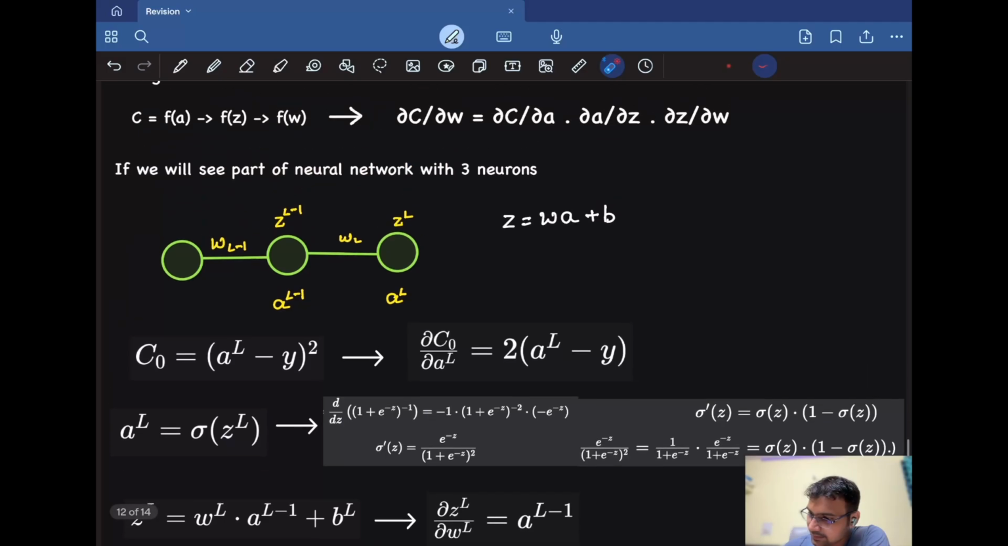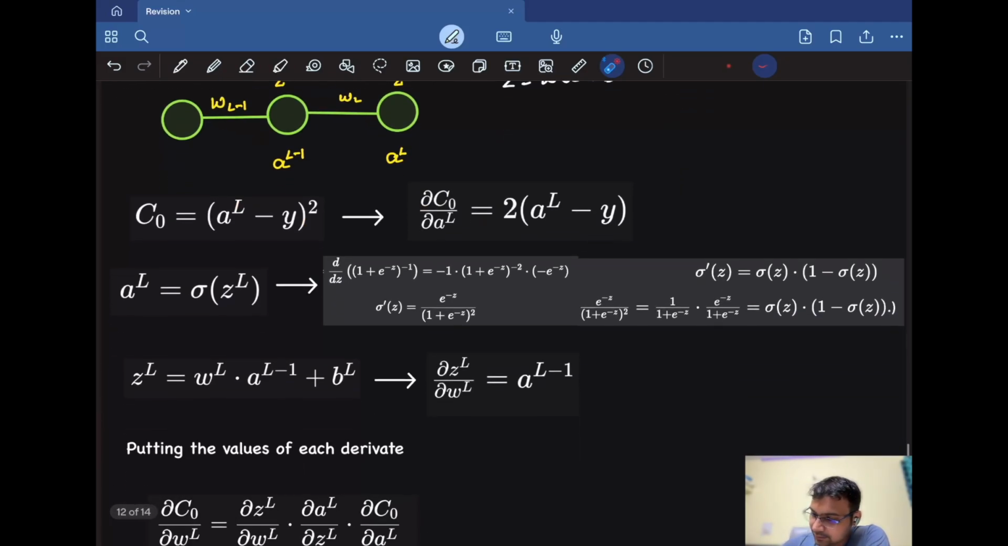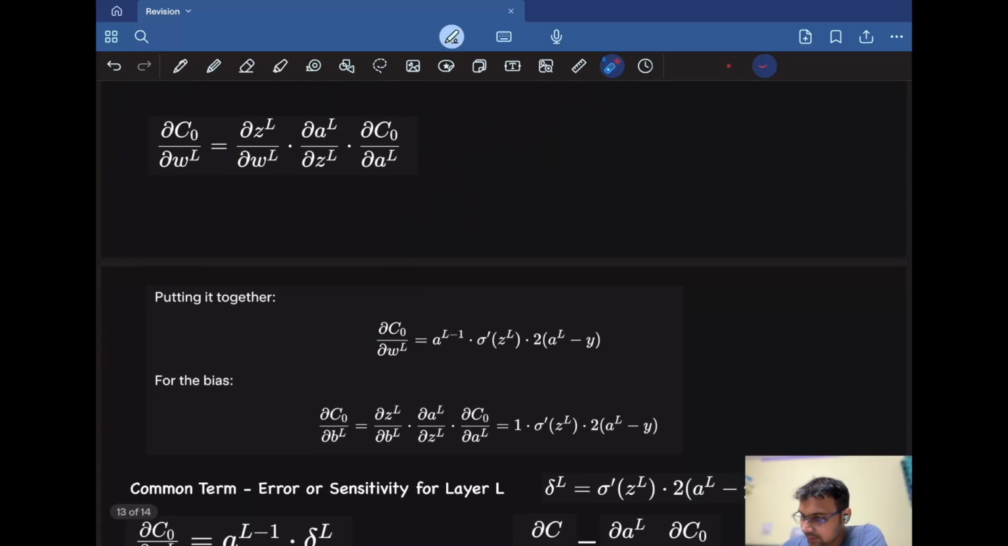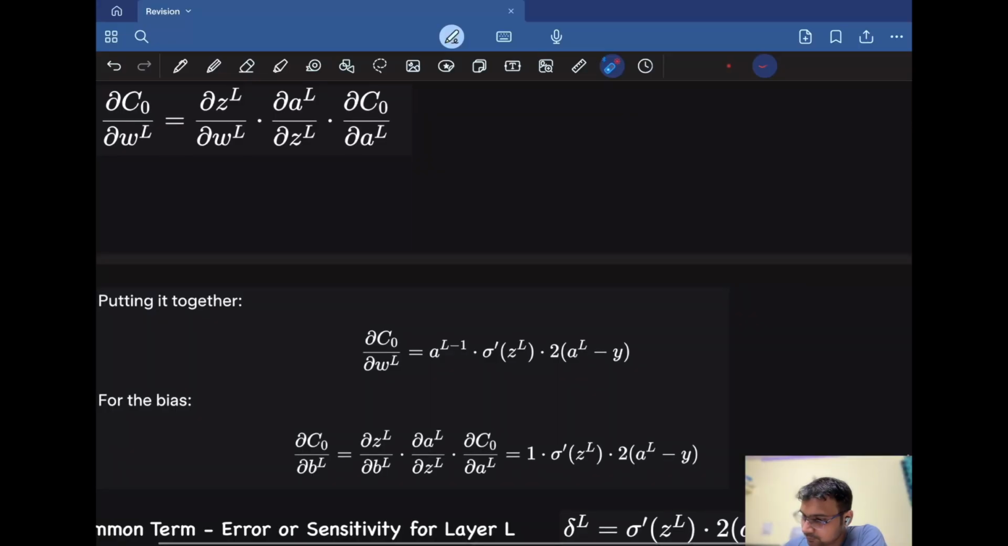Then we have the z value. We will differentiate it with respect to weight. When we do that, this term will vanish. This is a multiplication, so the derivative of W will be 1 and this value will remain. So if we put together all these values that we got from the partial derivatives, what we get is this value: activation multiplied by this value. This is the sigmoid derivative and this is the cost function derivative.